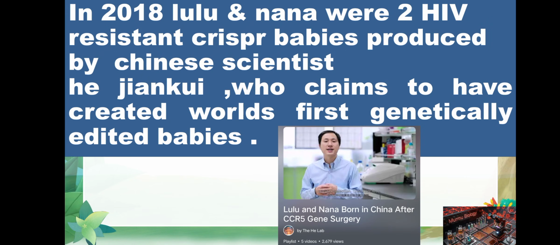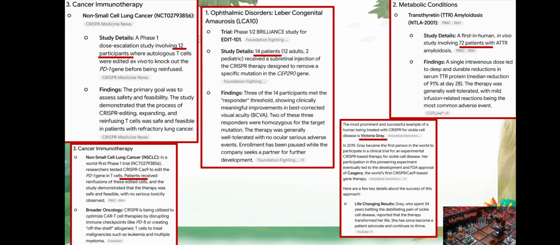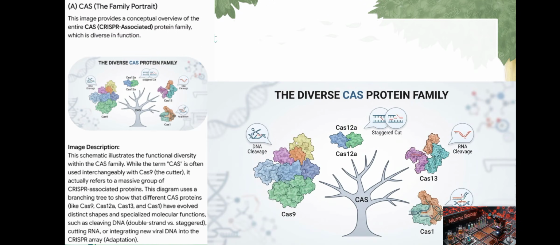So this is the same image. In 2018, Lulu and Nana were two HIV-resistant CRISPR babies produced by Chinese scientist He Jiankui, who claims to have created the first genetically edited babies. Many other patients across the world have been participating in clinical trials on humans for treating various cancers, immunotherapy, ophthalmic diseases, and metabolic conditions. You can search these names across the web.